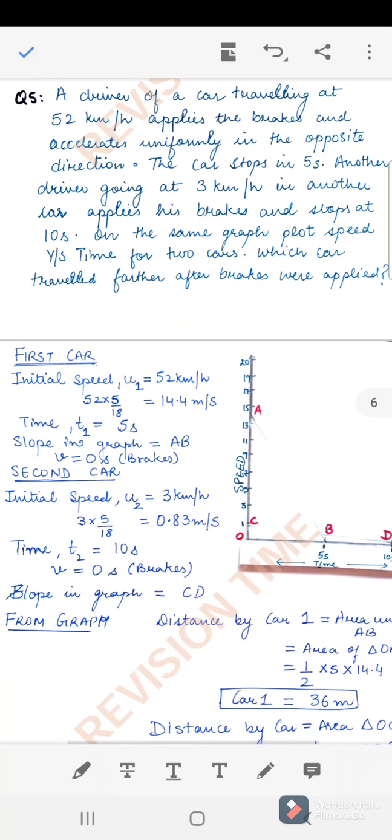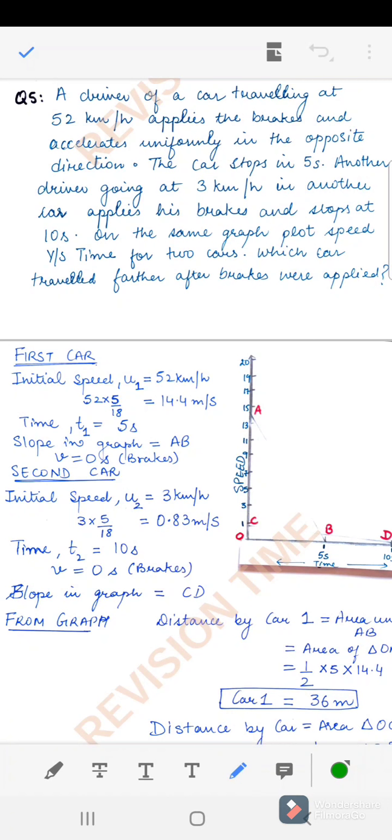Fifth question. A driver of a car traveling at 52 km per hour applies the brake and decelerates uniformly in the opposite direction. The car stops in 5 seconds. Another driver going at 3 km per hour in another car applies his brake and stops in 10 seconds. On the same graph, plot speed versus time for the two cars. Which car traveled farther after brakes were applied? So for the first car, we are given the initial speed, that is 52 km per hour, and we are given time, that is 5 seconds. Convert km per hour to meter per second.